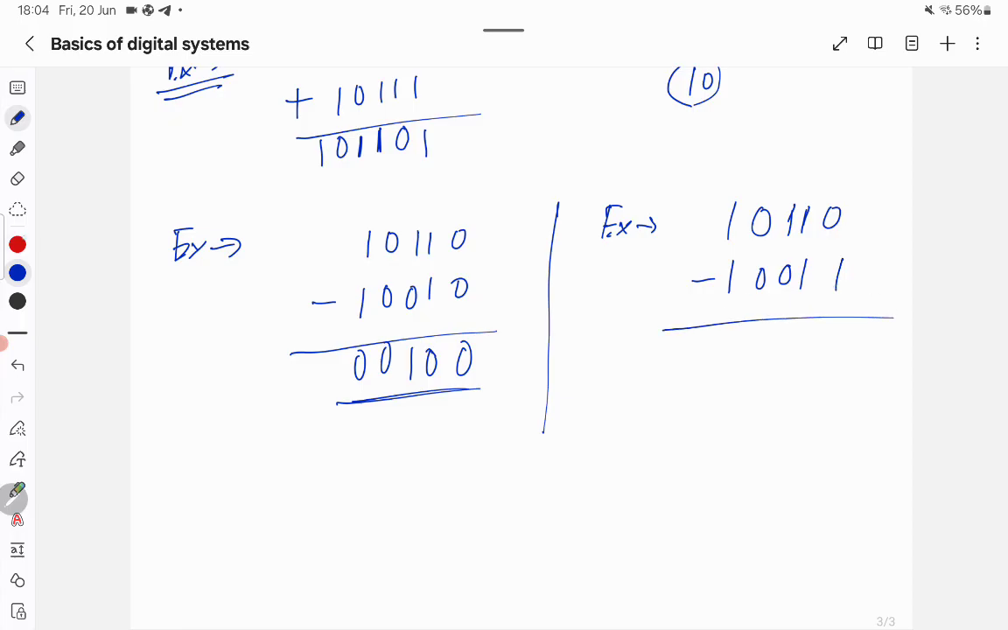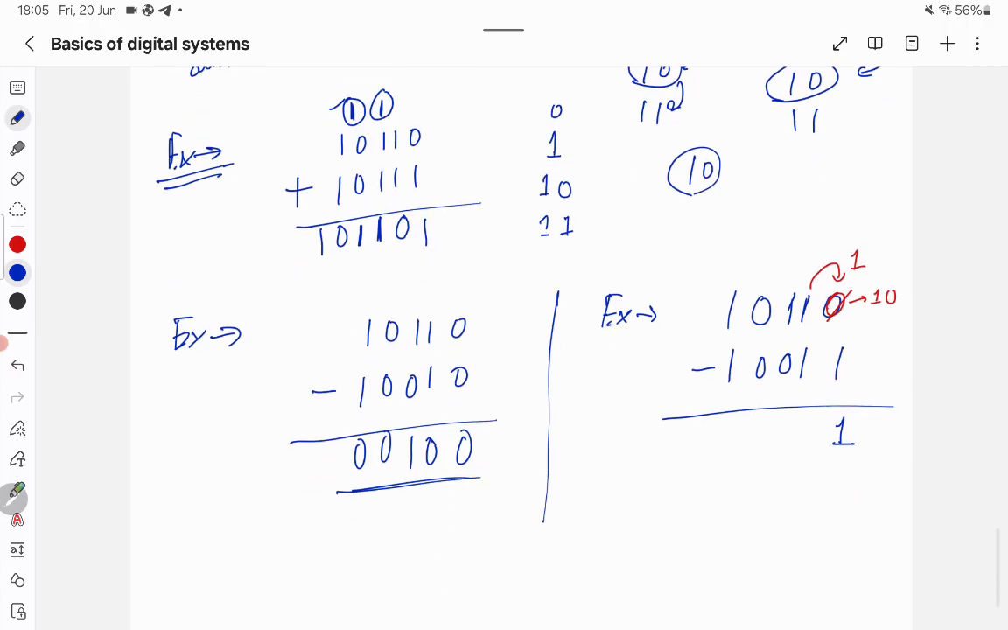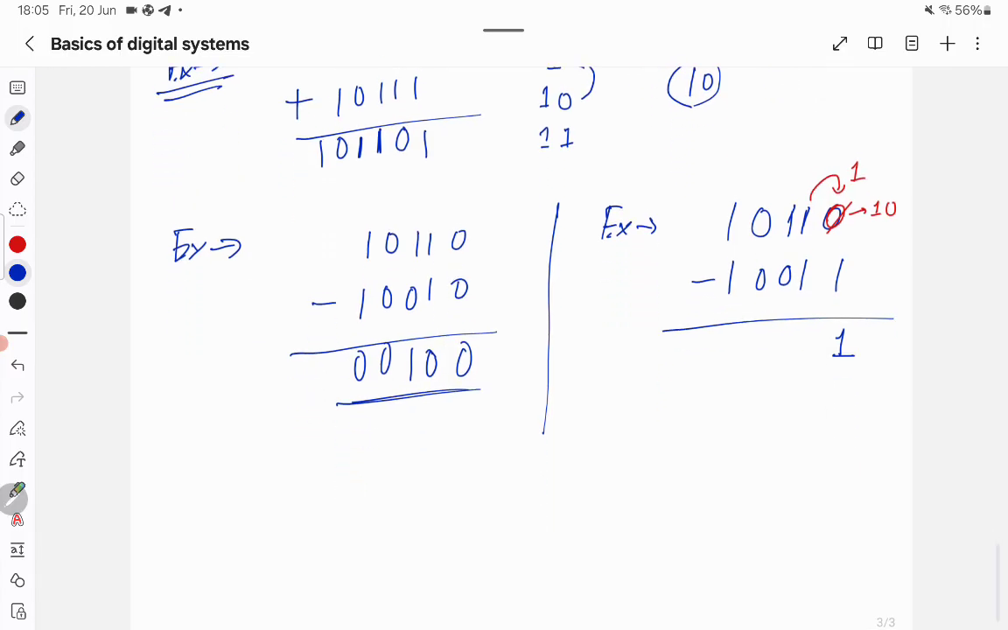Since 0 minus 1 cannot happen, this one will carry a 1. So it has a 0 bit and it carried a 1 bit, so it will be 1 0. So 1 0 minus 1 will be 1, because if you see the binary representation, it is 0 1, then 1 0, then 1 1. So like this. If you subtract 1 from 1 0, it will be 1.